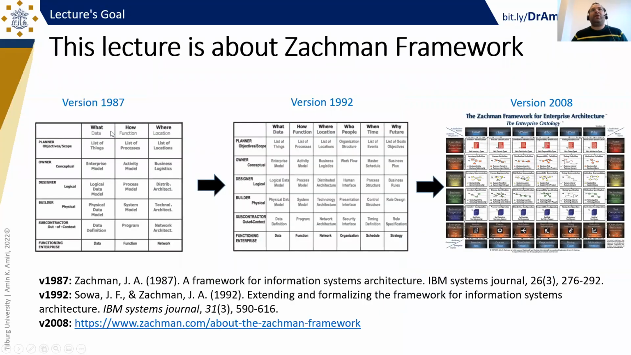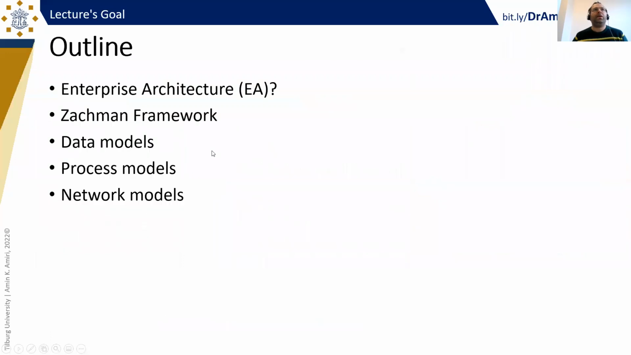Today's lecture is about the Zachman framework. There are 3 versions of the Zachman framework. For this lecture, I am focusing only on the first 3 columns and mostly on the first 3 rows. We learn about the version from 1987, but I give you some ideas about the 2008 version as well. So for today, we learn what enterprise architecture is, we learn about Zachman's enterprise architecture framework, and we learn about data models, process models, and network models.